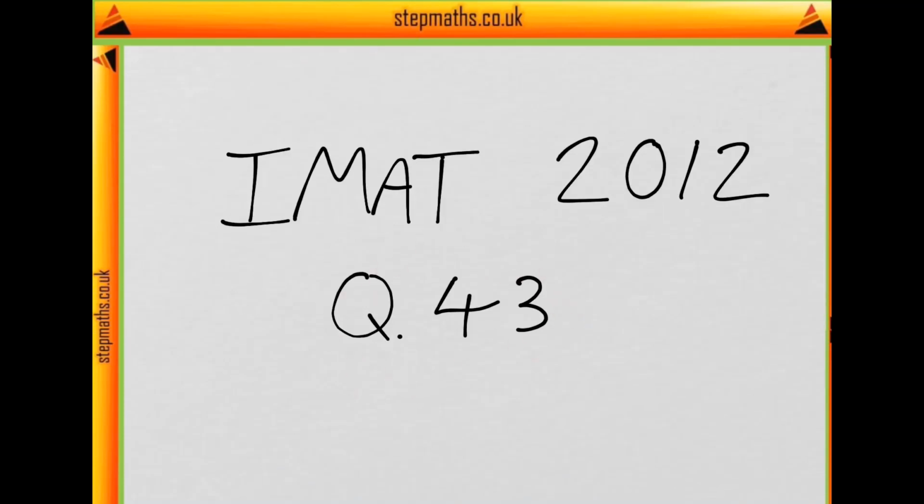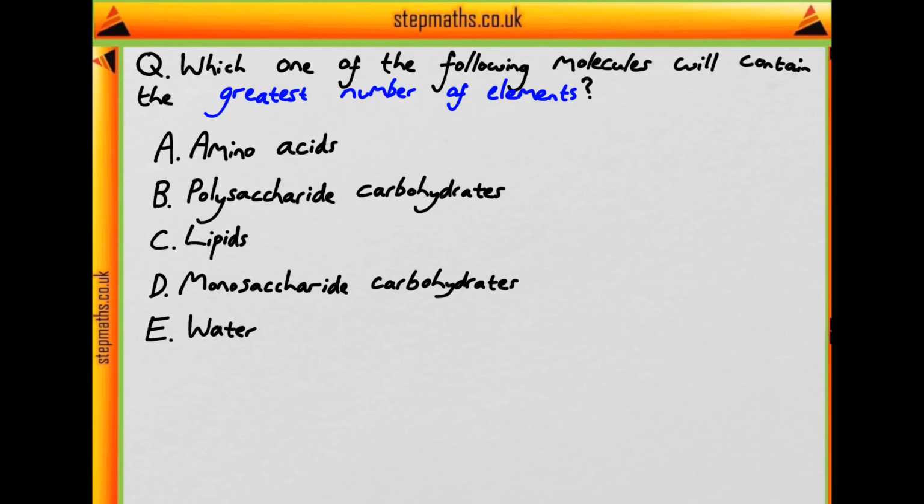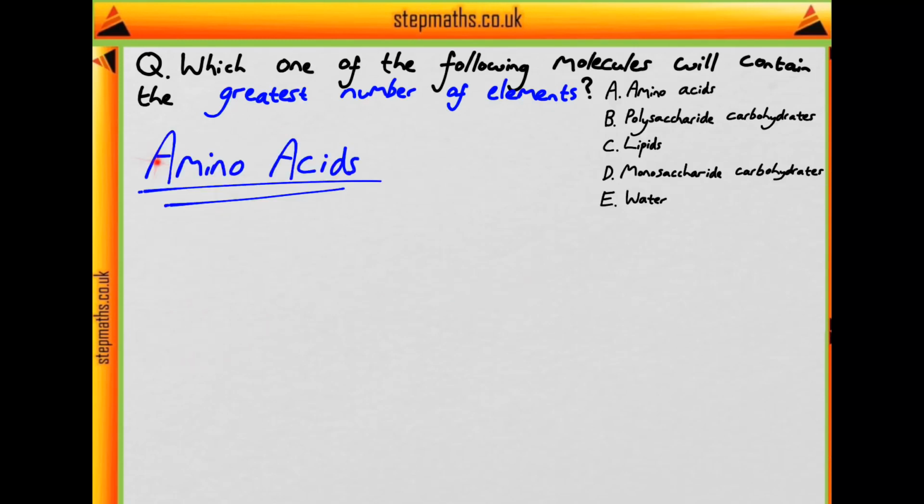This video is on question 43 from the 2012 IMAT paper. In this question we're asked which of the following molecules will contain the greatest number of elements, and we're given a list of amino acids, polysaccharide carbohydrates, lipids, monosaccharide carbohydrates and water. Okay, so let's start with amino acids.